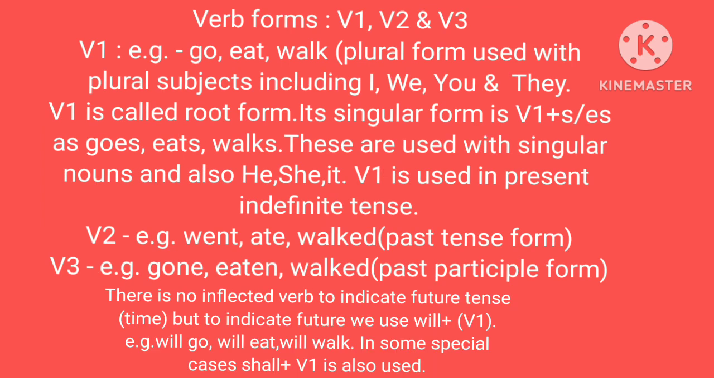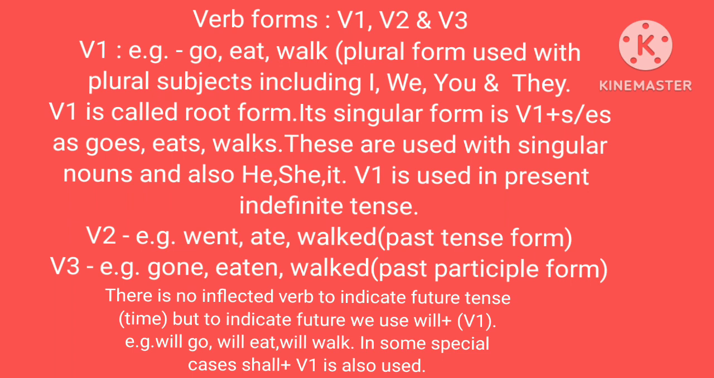Teach these verb forms to your students: V1, V2, and V3. V1, example: go, eat, walk. Plural form used with plural subjects including I, we, you, and they. V1 is called the root form. Its singular form is V1 plus s or es, as goes, eats, walks. These are used with singular nouns and also he, she, it. V1 is used in the present indefinite tense.